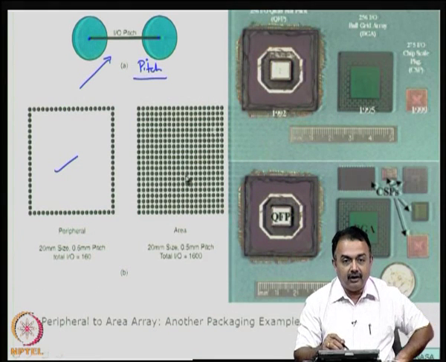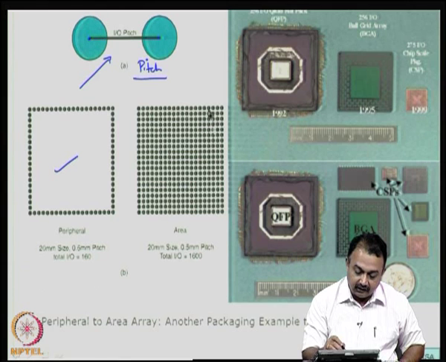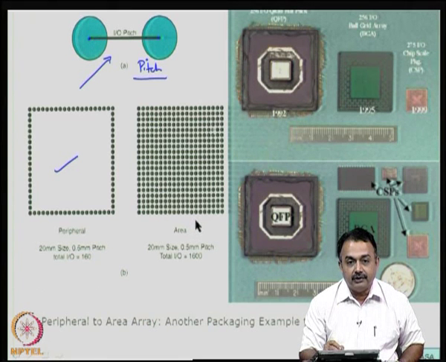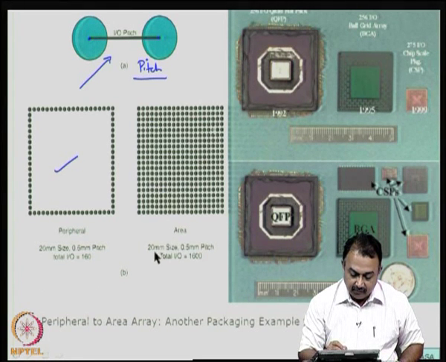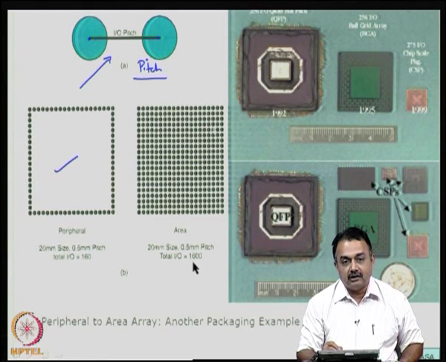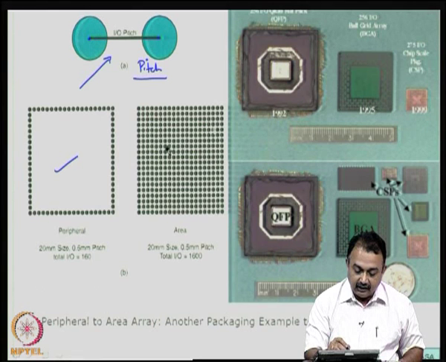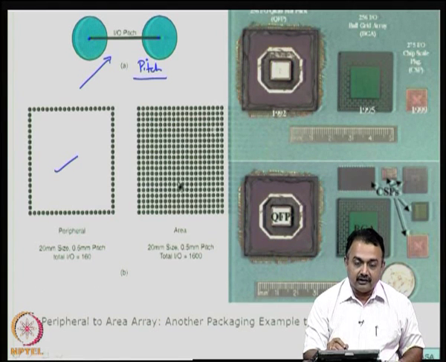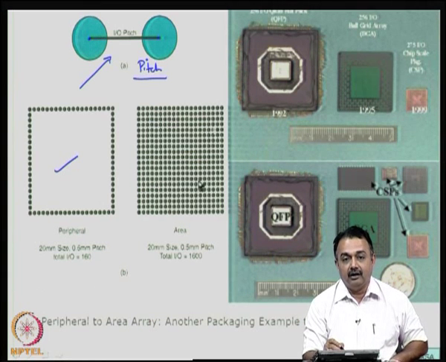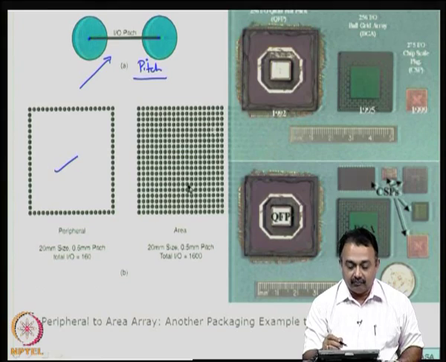If you theoretically utilize the entire area under the die, not just the periphery, but the entire area under the die with the same 500 micron pitch or 0.5 mm pitch, the same size 20 mm size, you can actually get 1600 IOs. But practically it may not be possible to get 1600, because ideally you would like to have staggered arrangement of IOs for various purposes, including electrical and thermal performance, better performance.